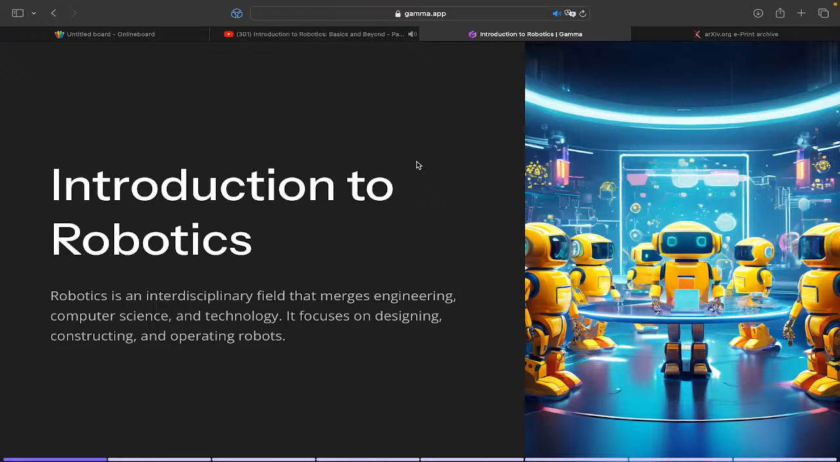Today we are going to understand some of the very basic concepts about robotics. Apart from that, I'm also going to tell you what the different software and techniques are if you're willing to enter the field of robotics.